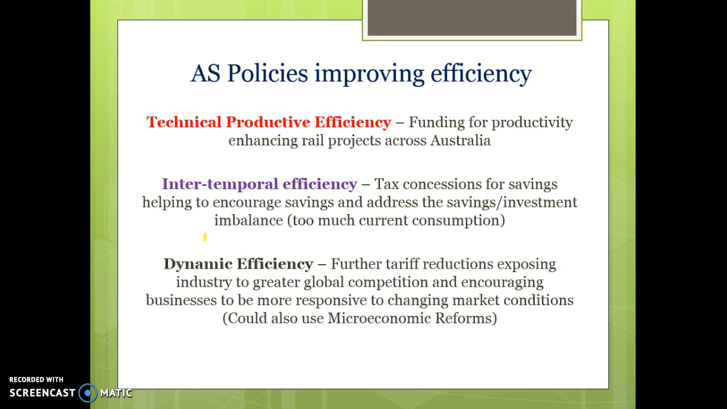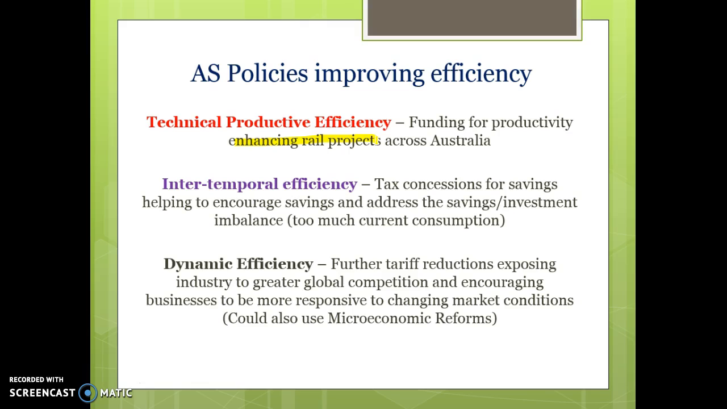So there are lots of different policies that we can use, which are supply-side policies that will help to improve each type of efficiency. So for example, if we want to boost technical or productive efficiency, that's about trying to boost output per unit of input. That generally involves trying to improve skill levels of workers, or it can involve policies to try and improve rail projects or improve our infrastructure so that we're more technically efficient.